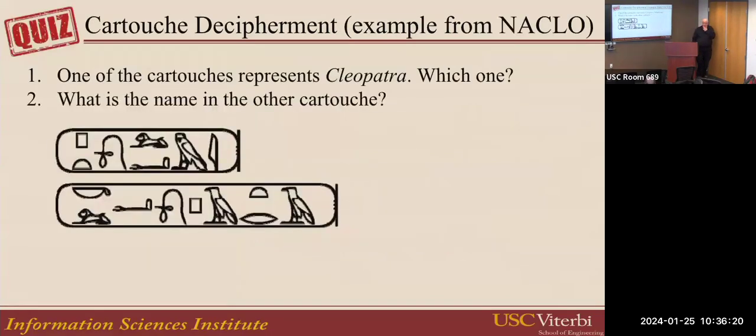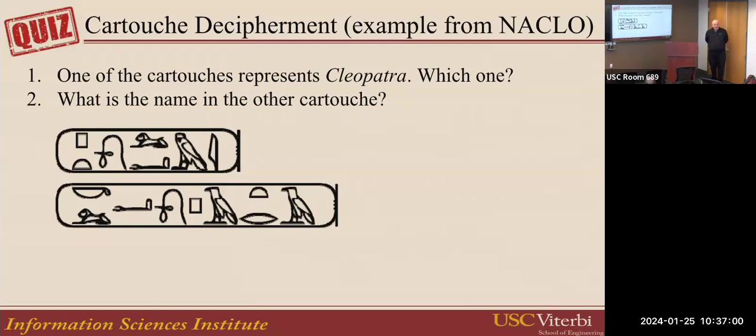Okay, so another quiz time here. Unless you are maybe Egyptian, or unless you're strongly involved with NACLO, this is from the North American Computational Linguistics Olympiad, now called Open Competition, which is happening right now. This was an example from a couple of years ago. We have two cartouches, and they represent names of people. The quiz question in NACLO was: one of them represents Cleopatra, which one? And two, what's the name of the other cartouche?